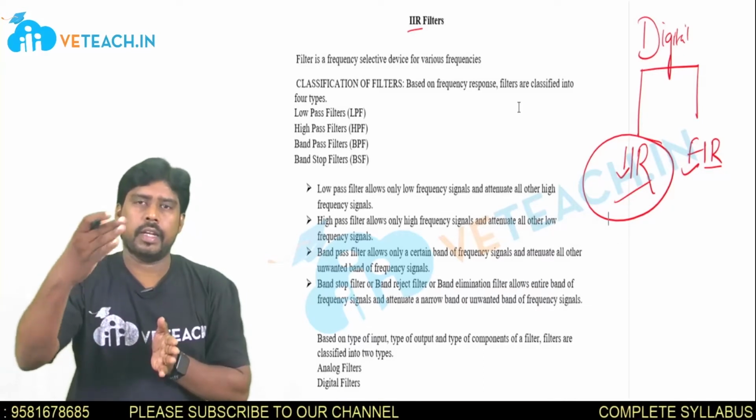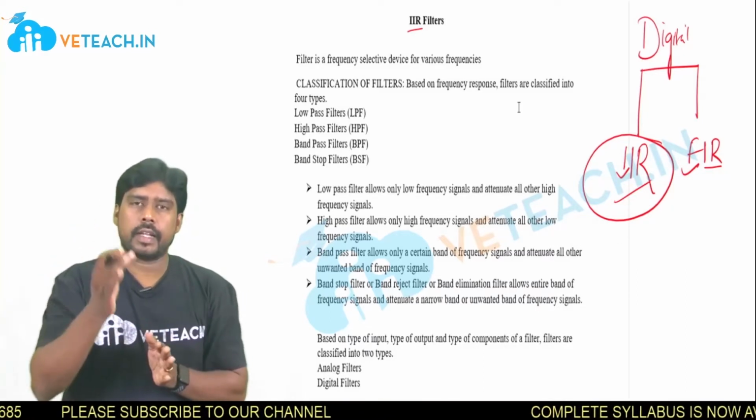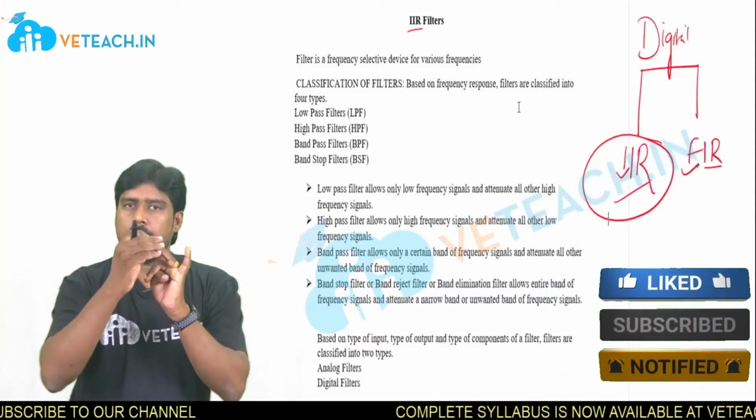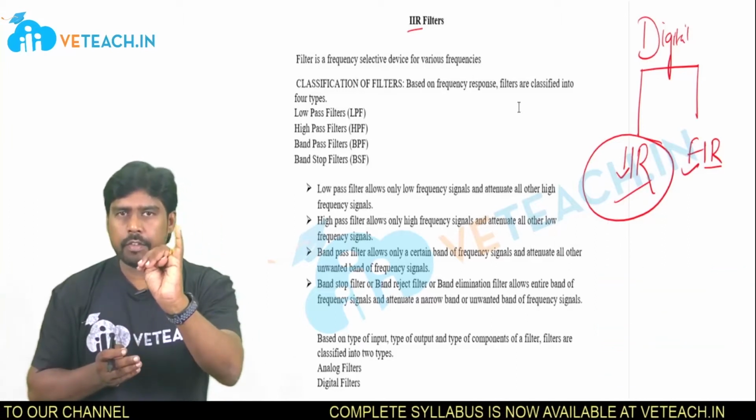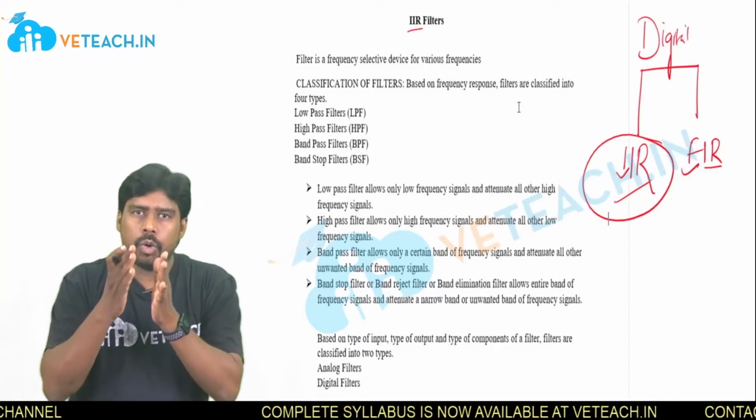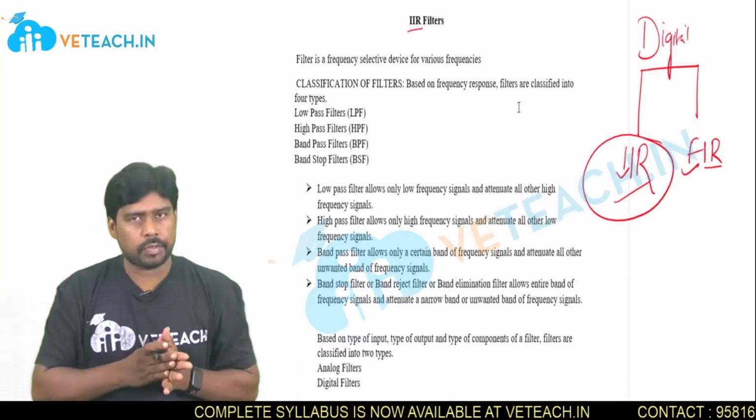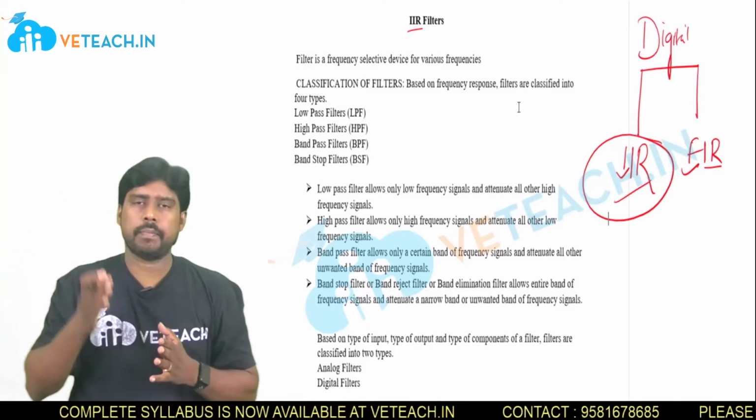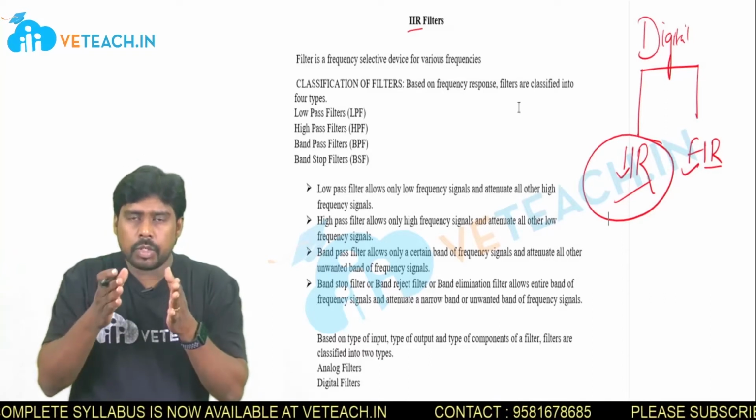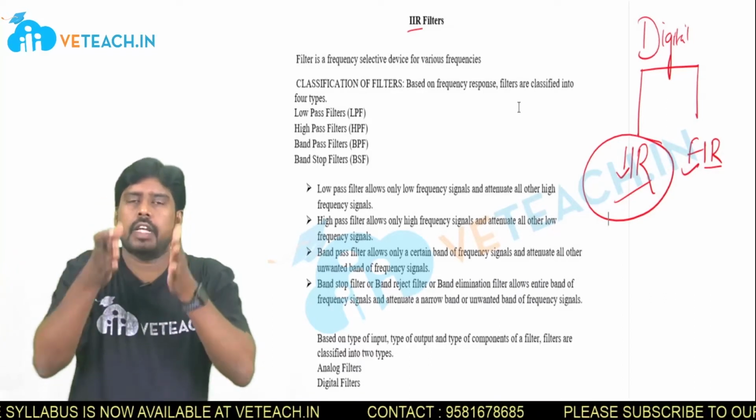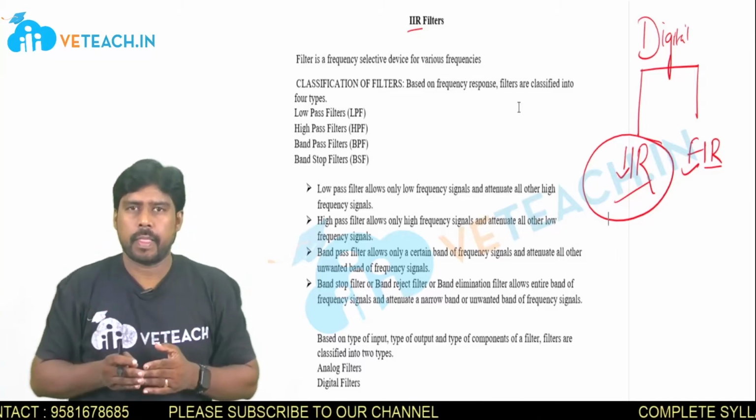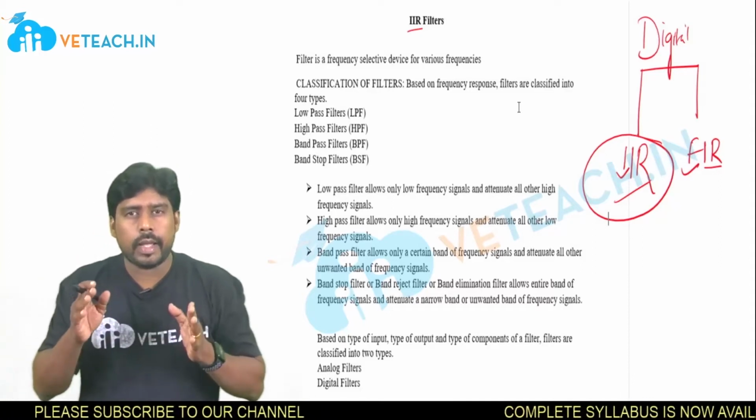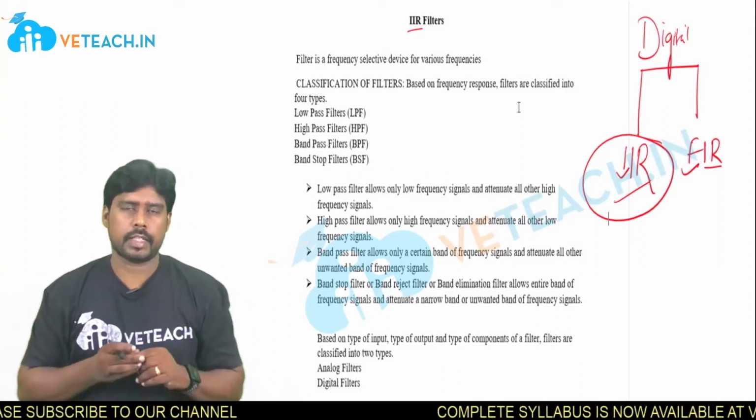Based on the allowing and rejecting of different frequencies, they are classified as low pass filter, high pass filter, band pass filter and band reject filter. And you very well know what the difference is. A filter which allows low frequencies is known as a low pass filter. If the filter allows high frequency components, it is called a high pass filter. If the filter allows a particular range between two frequency levels, it is called band pass. And if the filter rejects that particular range between two frequencies, it is called band reject. So these are the four classifications.